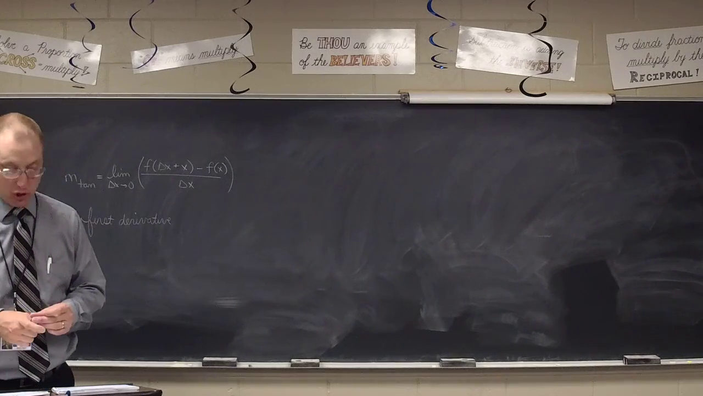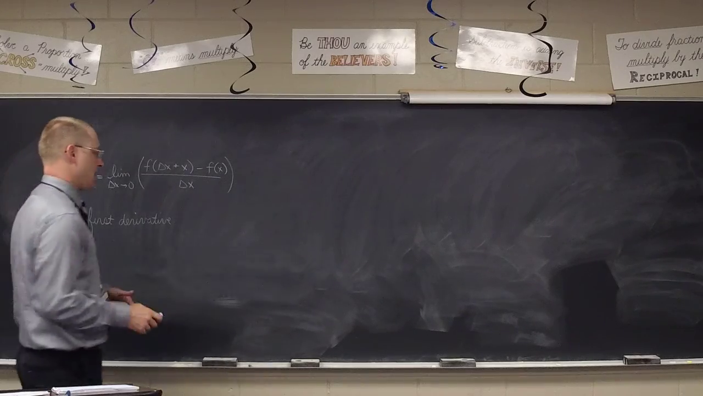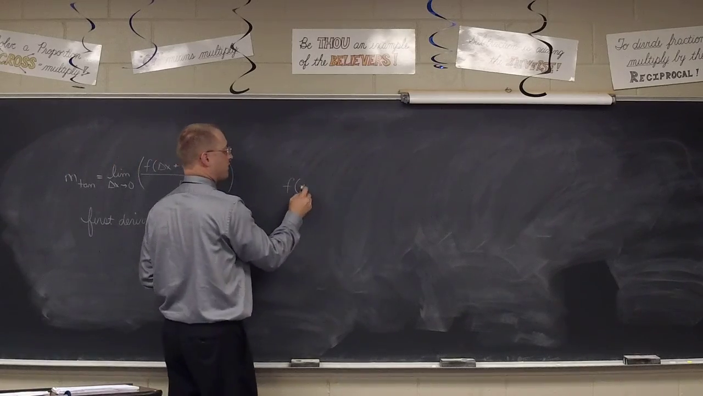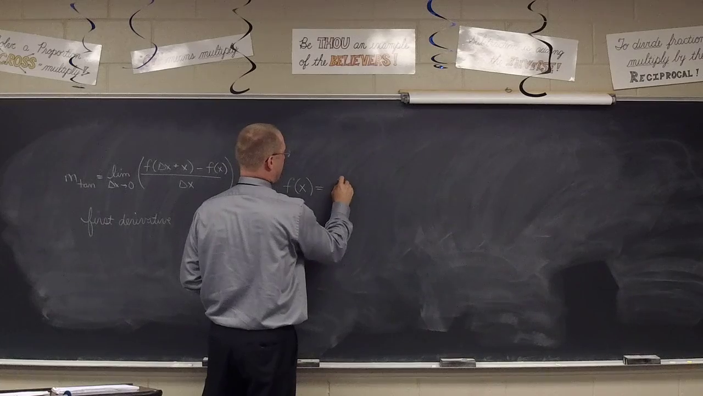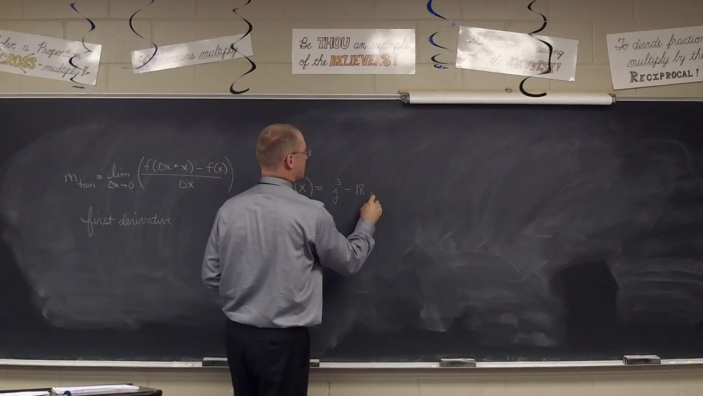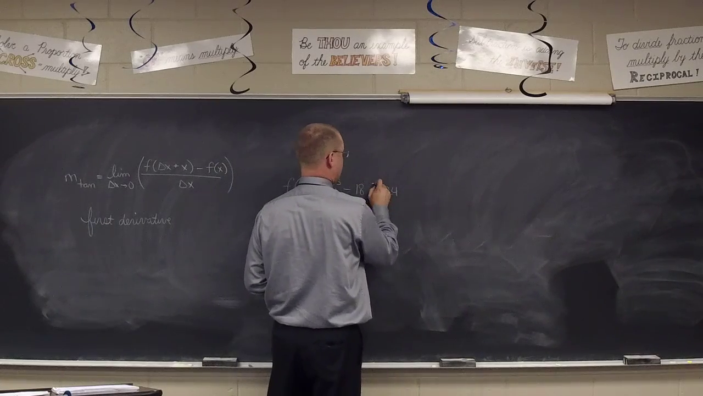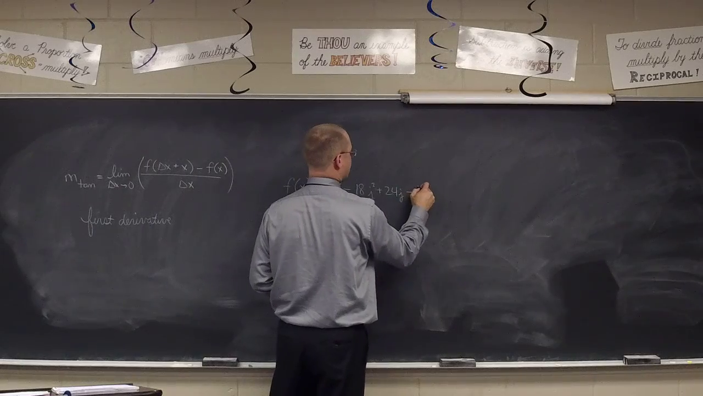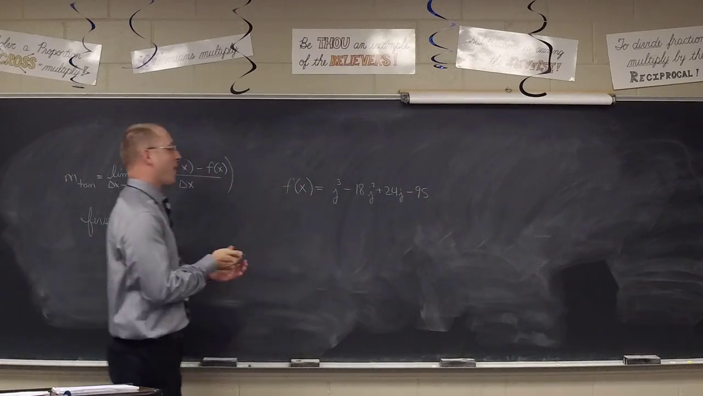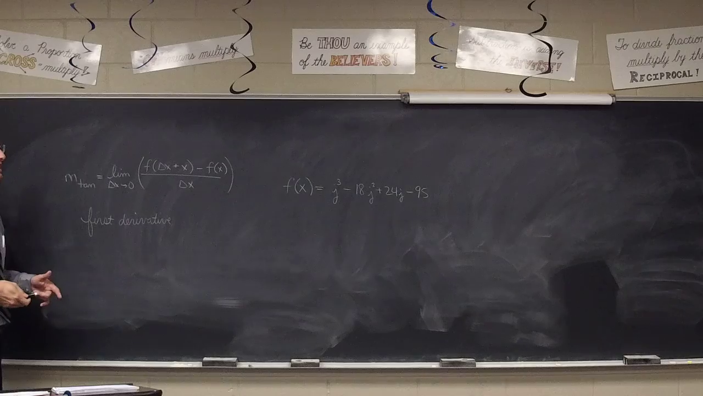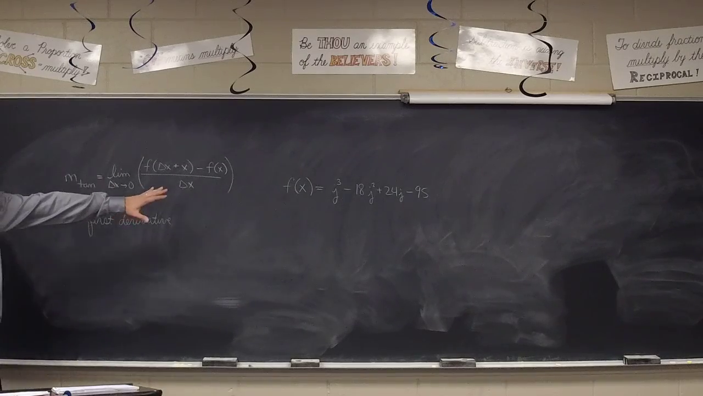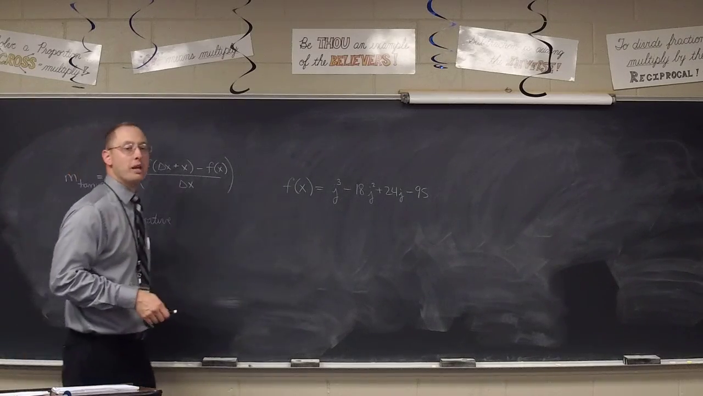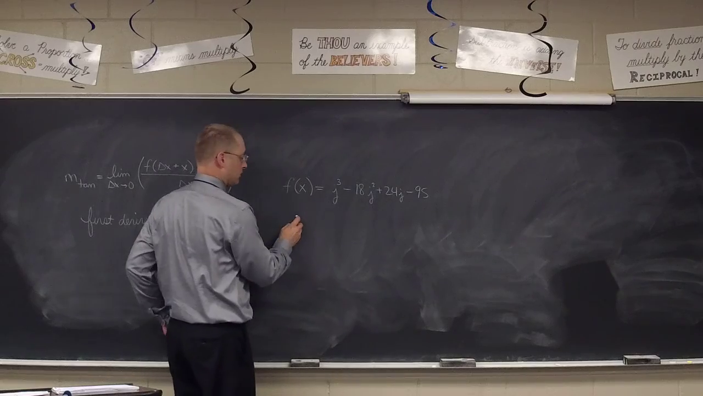And of course, we have a shortcut, obviously, for finding the slope of a tangent. So if we had some obnoxious function of x, like for instance, I don't know, j cubed minus 18j squared plus 24j minus 95. I don't even remember if that was exactly what we had last time, but if I wanted to find the first derivative, what would I do? Jamie?